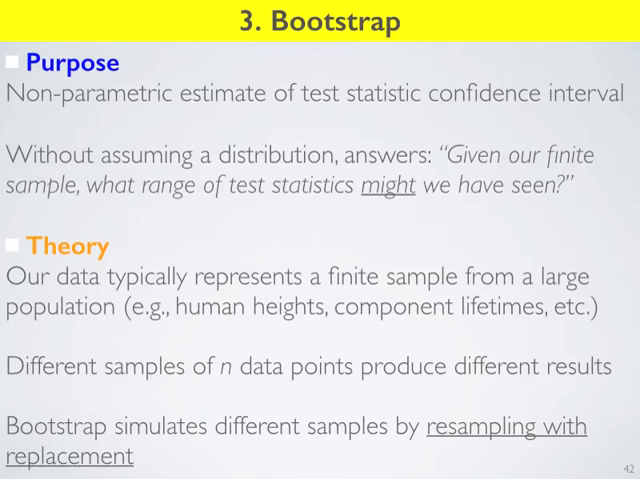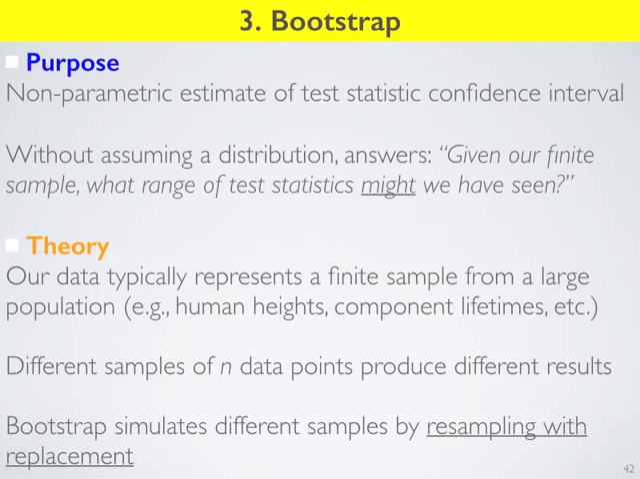It's saying, what range of values of our test statistic, in this case the height, might we have seen if we'd taken a different sample of people, if we'd measured the heights of people in MSE 201 or CS 101? Imagine we'd taken those heights. Would we have got a very different result, or would our result be very similar? So that's the question.